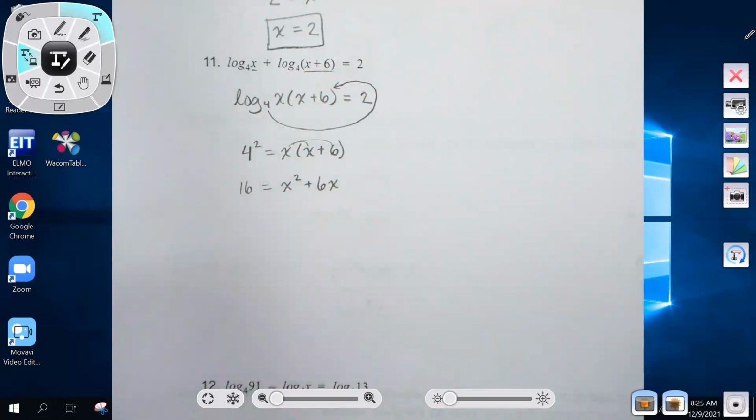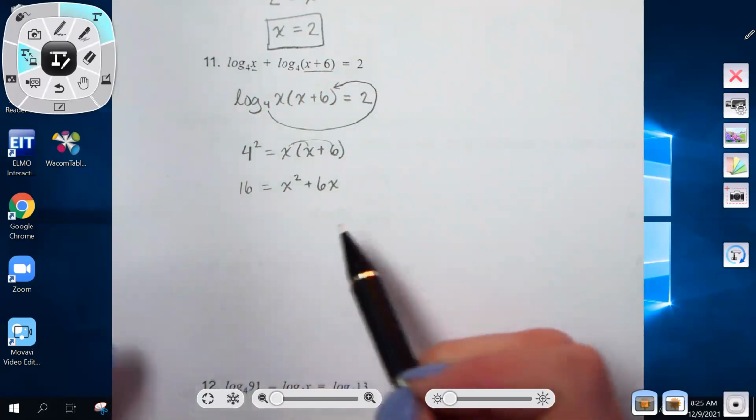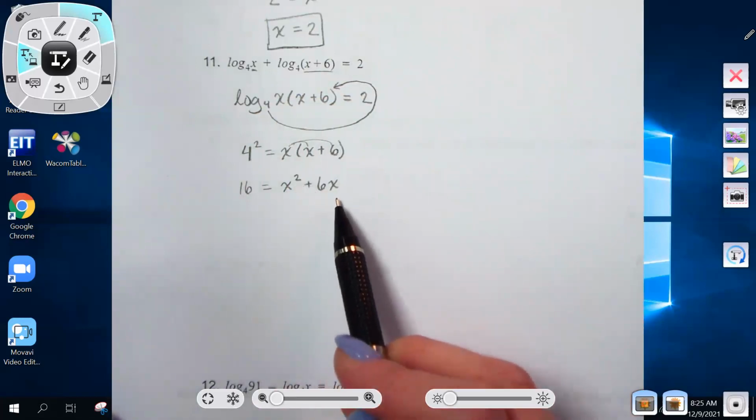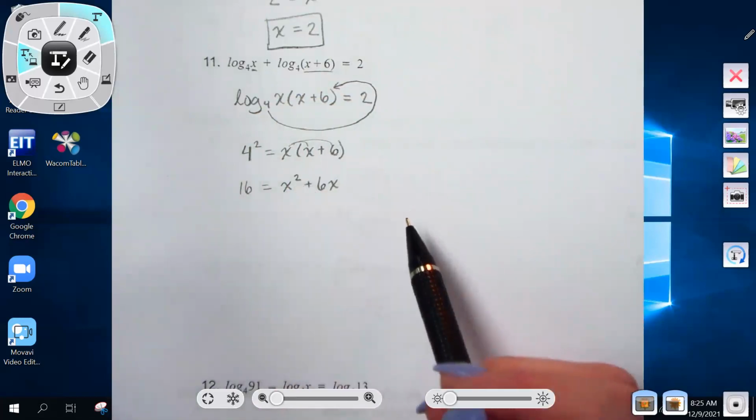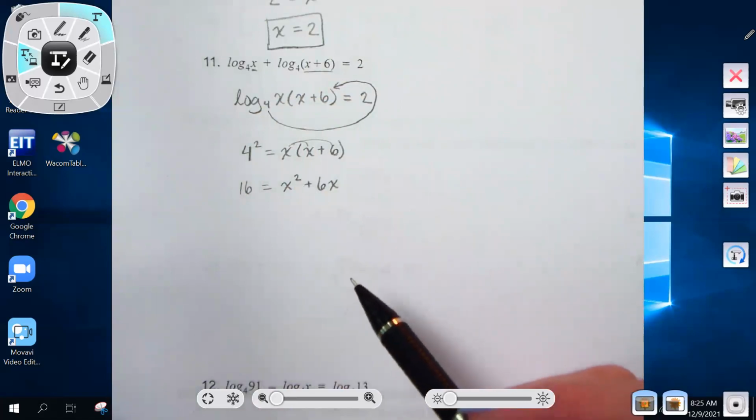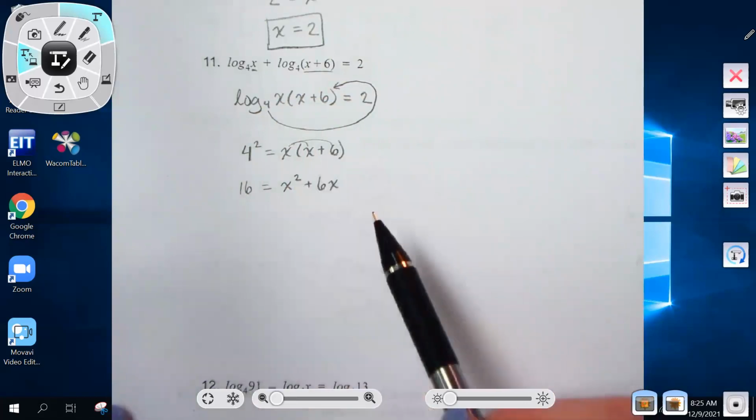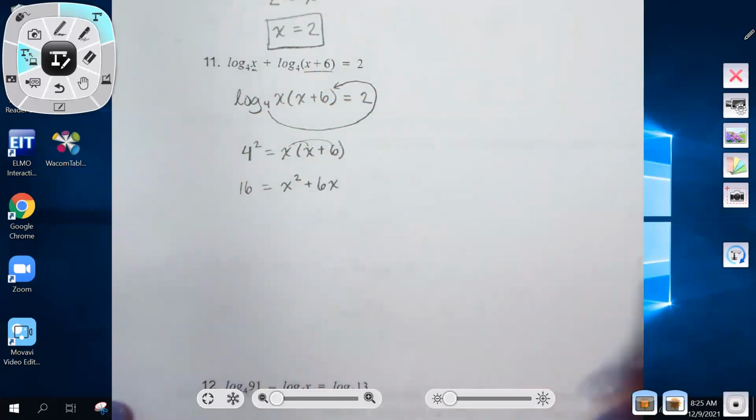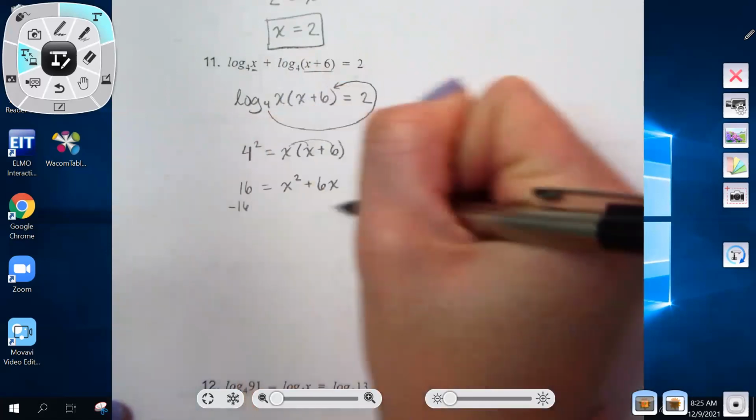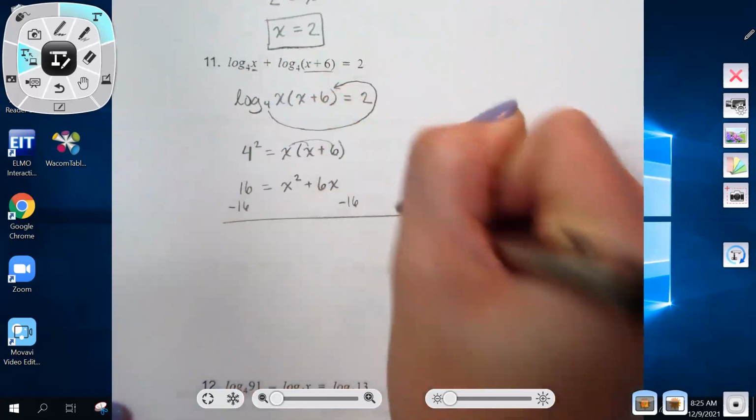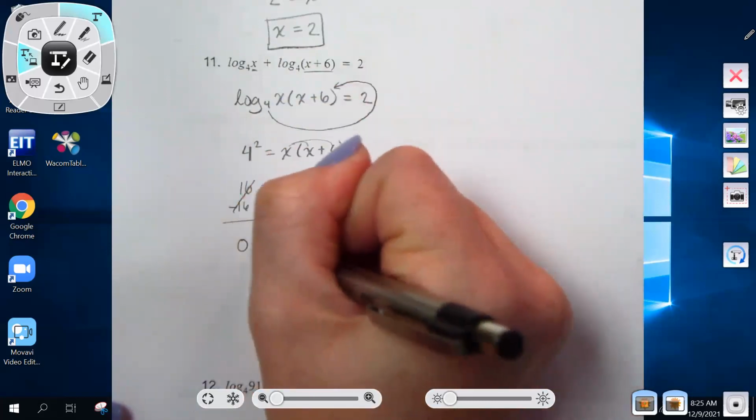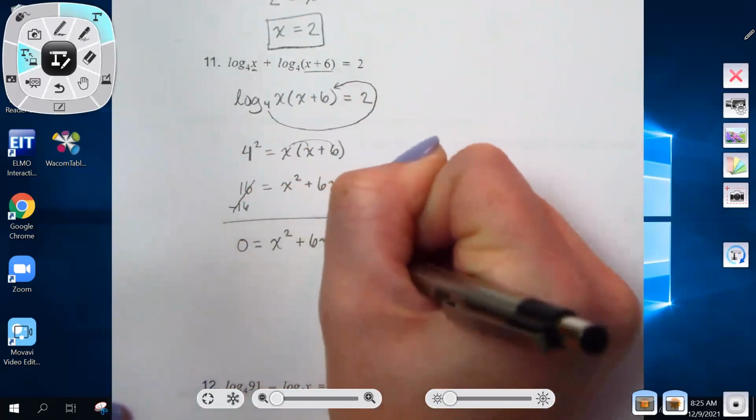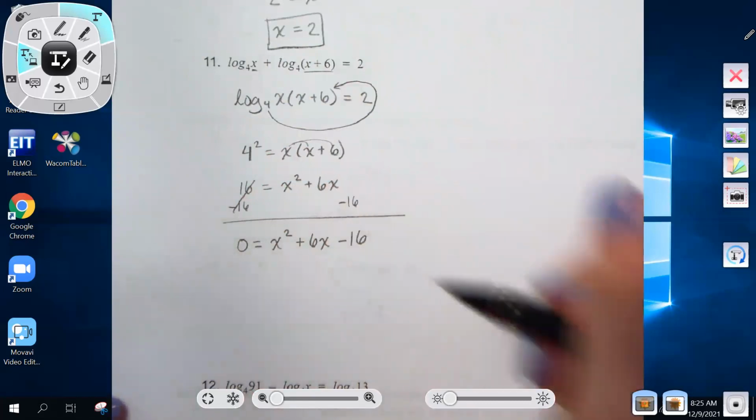Okay, now we've gotten rid of the logarithms. We don't just have an x that we can solve for. We have an x squared and an x. That should tell you that you're going to have to end up factoring in order to solve this. So to be able to factor, we need everything on one side of the equal sign with it set equal to 0. So I'm going to subtract 16 from both sides. So we get 0 equals x squared plus 6x minus 16.